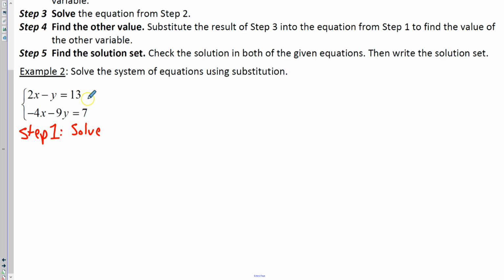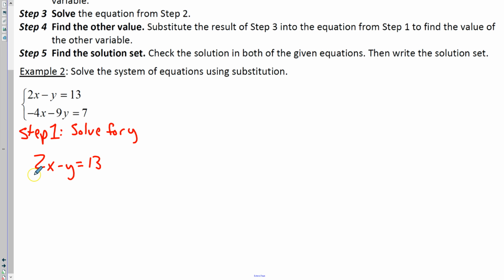Between my two equations, the easiest variable to solve for, I think, would be in this first equation, 2x minus y equals 13, and solving for y would be the easiest choice here. I can very easily get y by itself; I just need to move the 2x term. I also don't have any numerical coefficient for y, it's just a 1. That also tends to be a good choice because then you can avoid things like fractions.